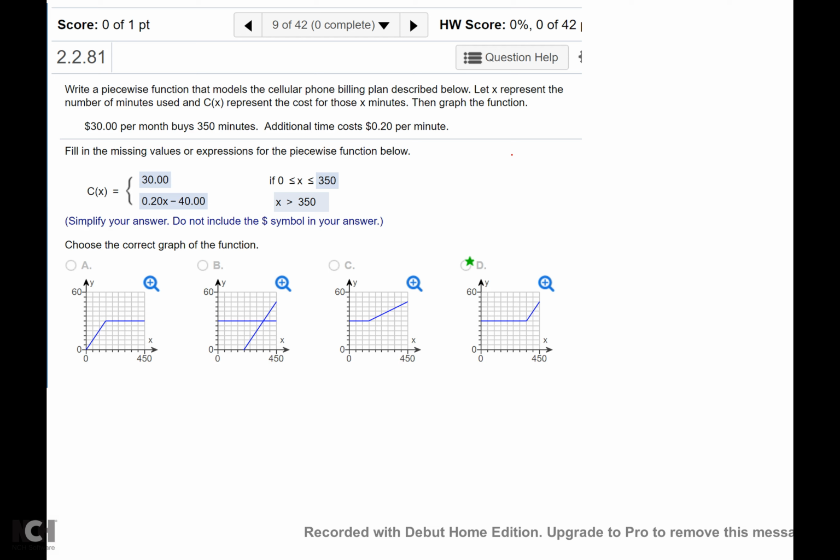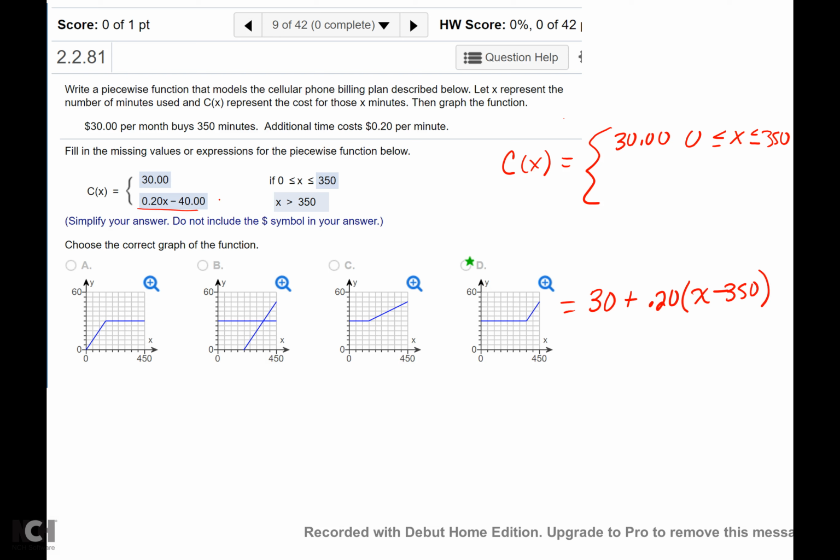So my first function is, they do the cost of x, okay, and you do this because you have two separate things. You're going to pay 30 bucks as long as your time stays between 0 and 350 minutes. If you go over 350 minutes, then it's going to be the $30 plus, what are we charging? 20 cents. For every minute over 350. So the number of minutes, take away the 350 that are free, is going to be your function.